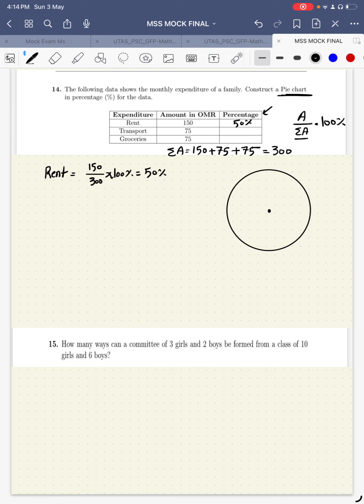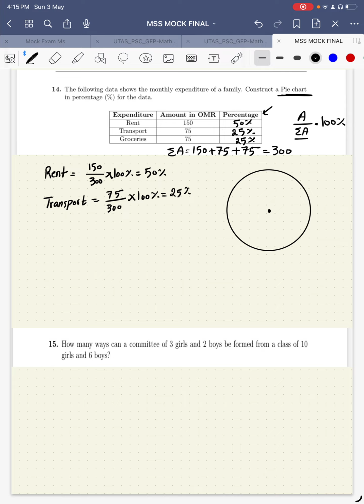Again, for the transport, I'm gonna have 75 divided by 300 times 100%, which is gonna give me 25%. So this one is 25%. For the groceries, it is the same thing, 25%.